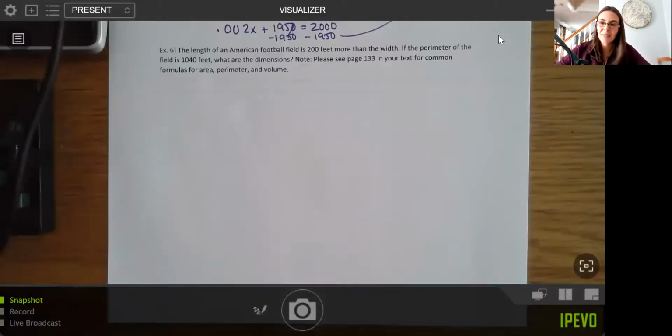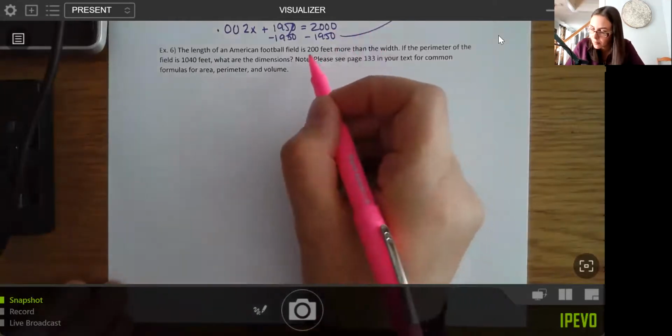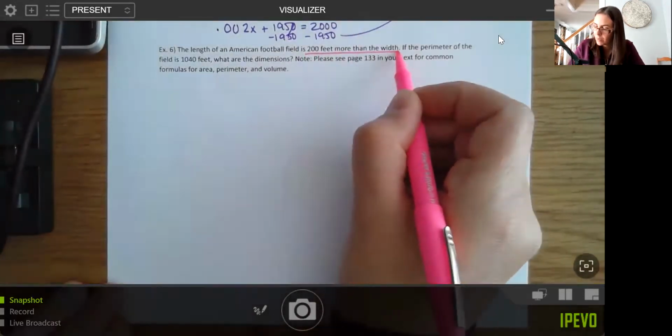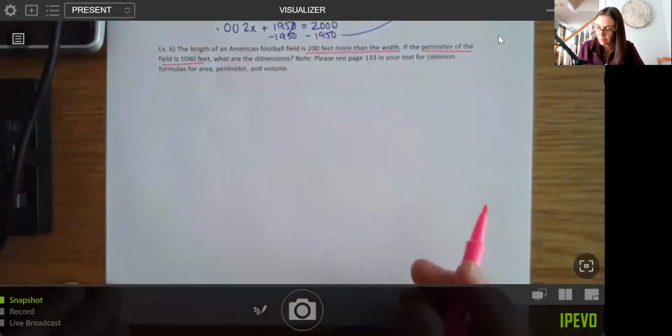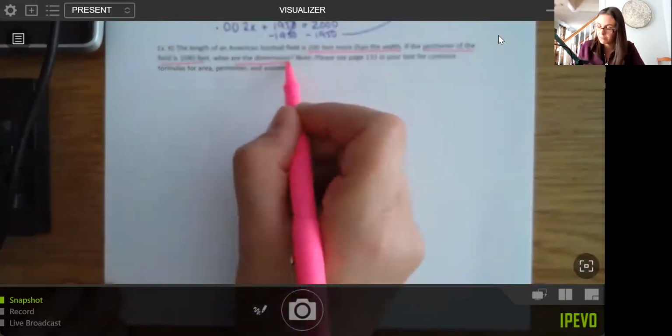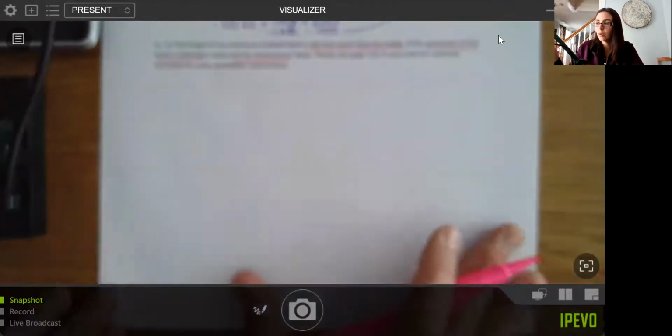All right, in this last video for section 1.3, we're going to cover one more example and then talk about a slightly different topic. So the last example is probably one of my favorites. It's a geometric example. These tend to be nice for people because we can visualize and draw a picture. So this one: the length of an American football field is 200 feet more than the width. And we're told the perimeter of the field is 1,040 feet. What are the dimensions?